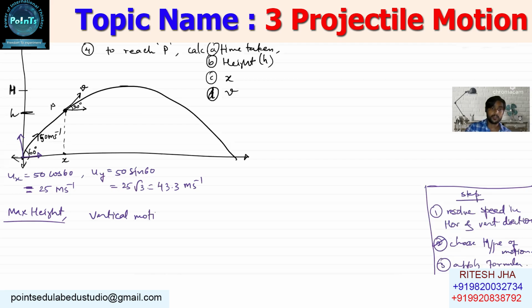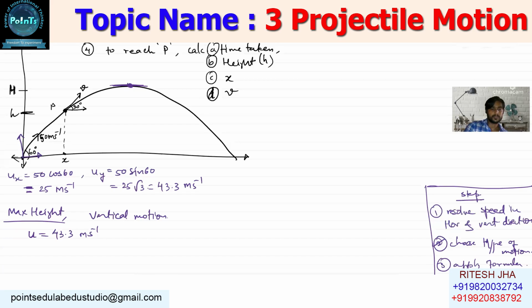So what are we given for the vertical motion to reach this maximum height, till this particular point? We are given the initial velocity, that is 43.3 meter per second. I'm considering only vertical motion. So don't consider that this u means 50. This u over here means 43.3 meter per second. What is the final speed when it reaches the maximum height?